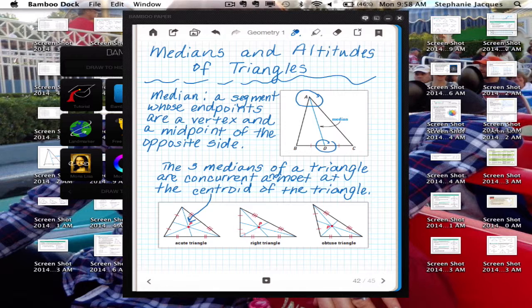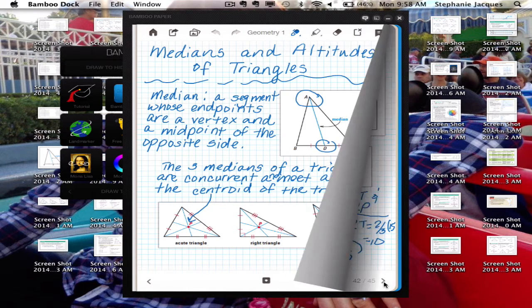And what happens is it divides each of those sides into equal parts. So for an acute triangle, you have these two sides equal, and these two sides equal, and these two sides equal. For the right triangle, you have these two equal, these two, and these two. And an obtuse, same thing. These two are equal, these are equal, and these are equal, and those are your centroids. Now let's look at how we can apply it.